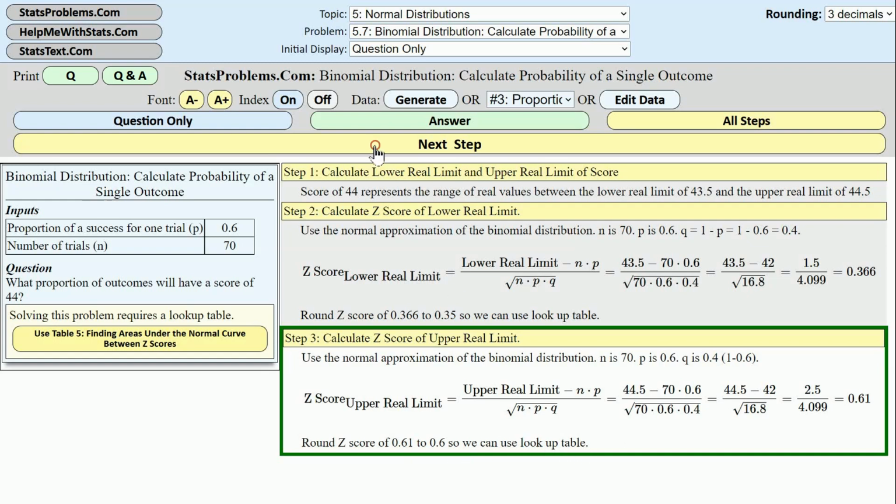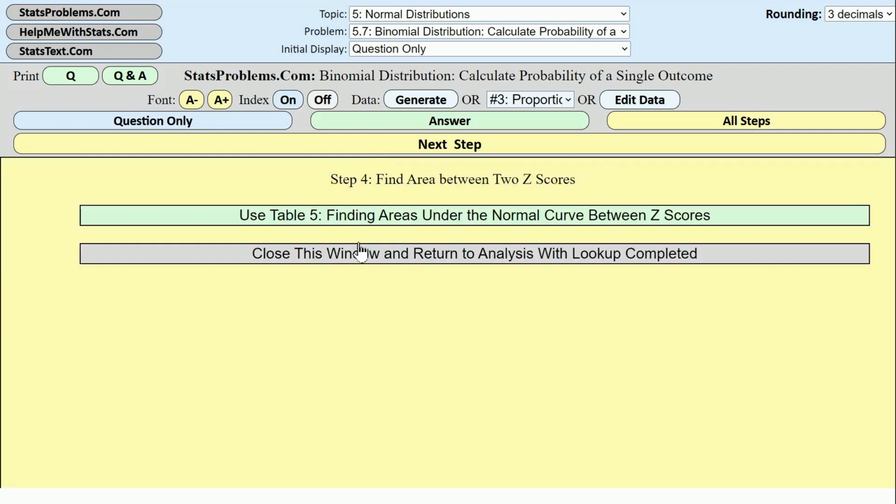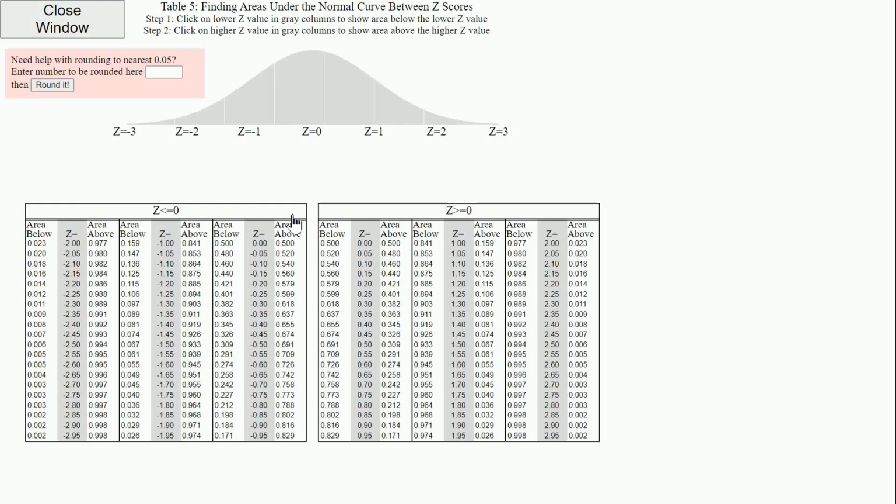In Step 4, we find the area between the two z-scores. To find the area, we use Table 5, finding areas under the normal curve between z-scores. First we click on the entry for z equals 0.35, which highlights in blue the area of 0.637, which is the area below the lower z-score of 0.35.